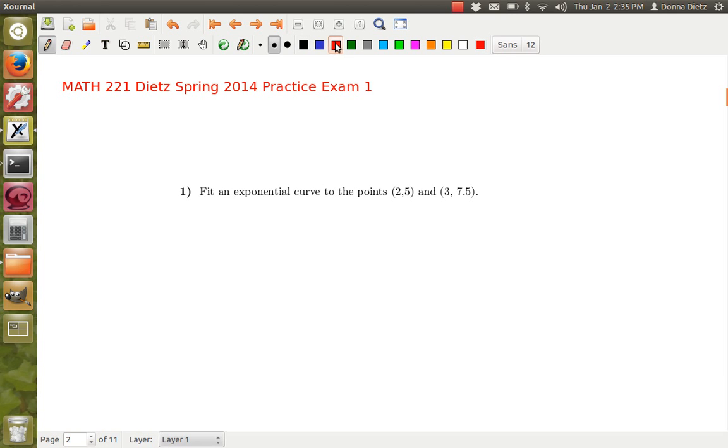So I will start off with question 1, fit an exponential curve to the points. If you recall, you could fit a line to 2 points, but in this case we're going to fit an exponential curve to 2 points. There are some similarities and some differences. It's actually quite a bit easier in some ways because there's not much calculation. You just dump everything into the formula and you're done. So let's talk about what the parts of that formula are.